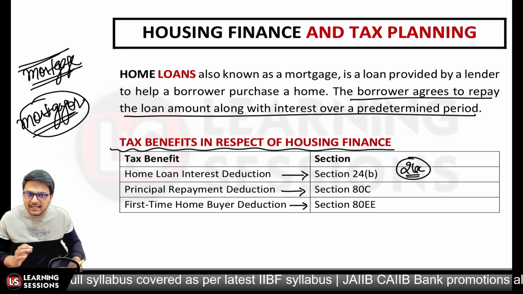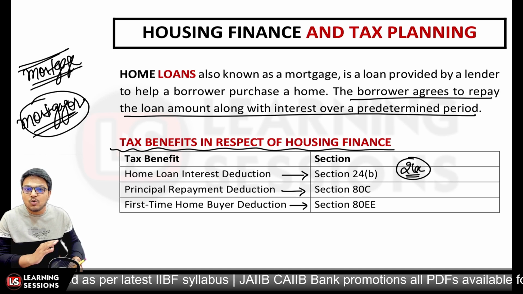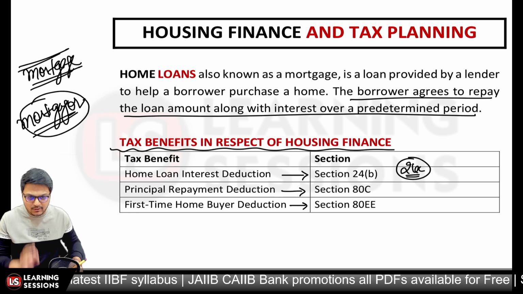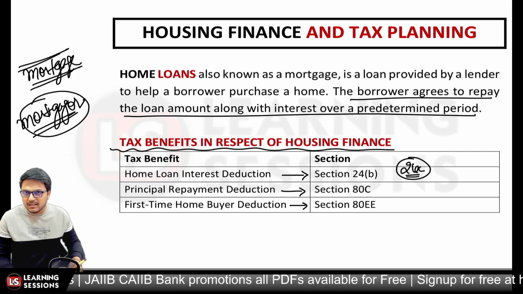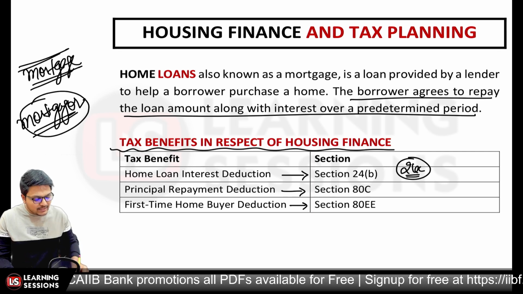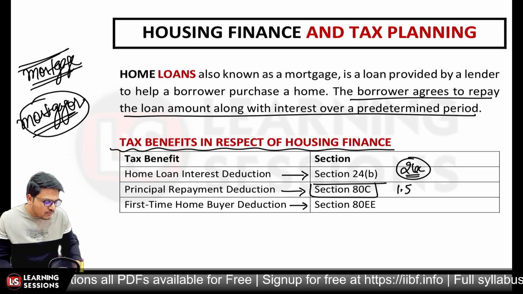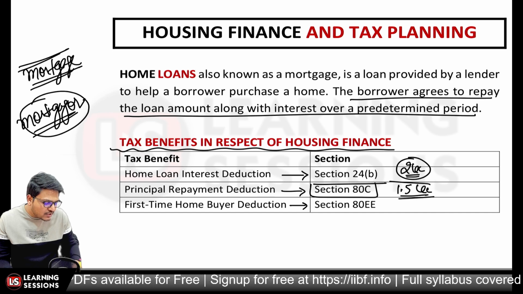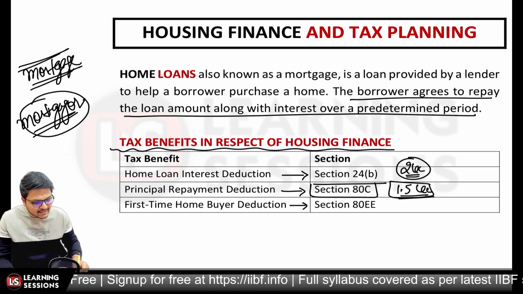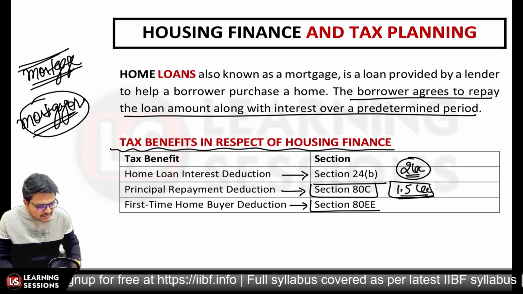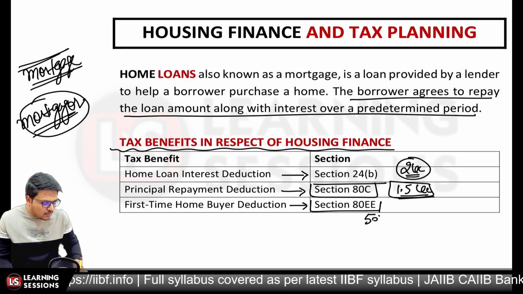And if you are not residing, and it is given to tenants, in that scenario there is no limit specified. Also, whatever principal amount is paid in the EMIs is covered under section 80C up to an amount of rupees 1.5 lakh per year for deduction purposes. And further, if you're a first-time home buyer, in that scenario an additional 50,000 of the interest is allowed for deduction purposes.